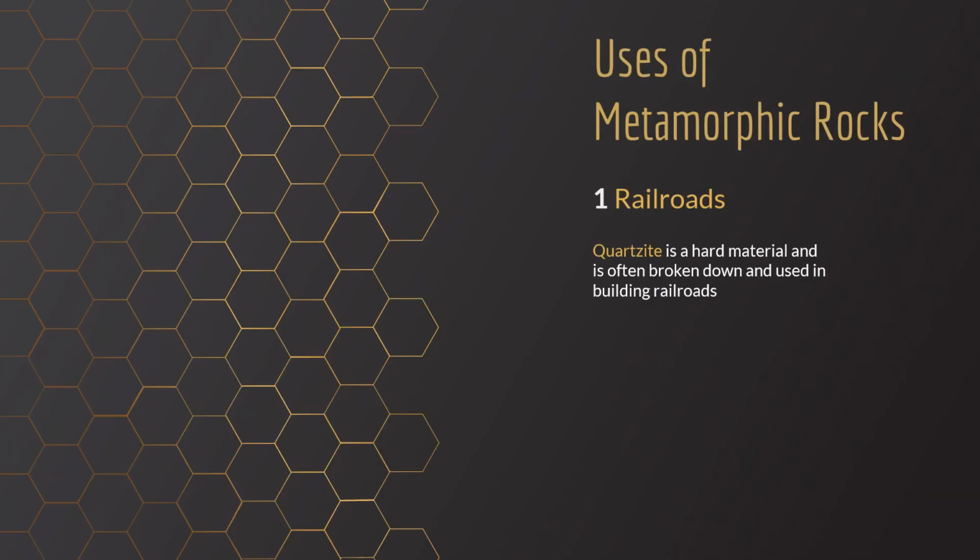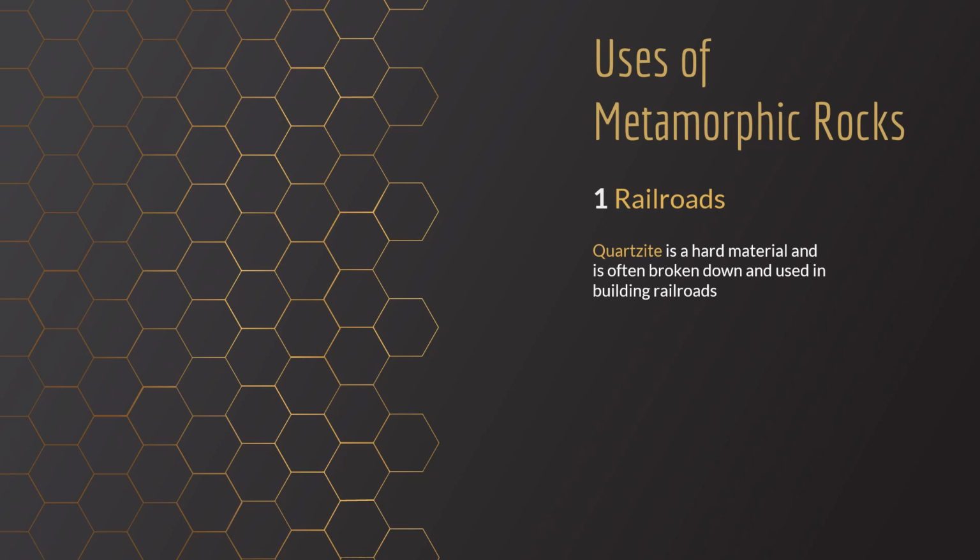So for the first use of a metamorphic rock, they are used to build railroads, and quartzite is a common material that is used to build railroads. It is a hard material and is often broken down and used in building railroads.